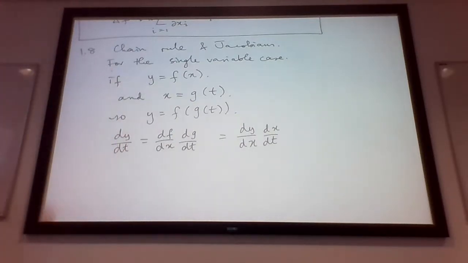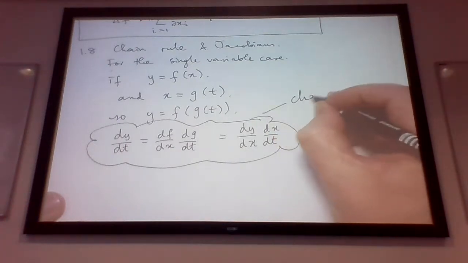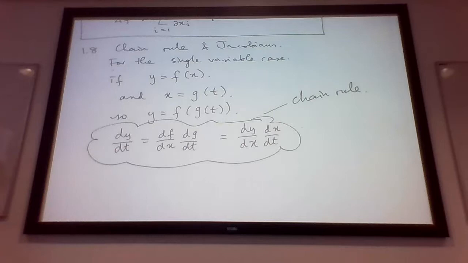So everybody should be familiar with this. This is the chain rule for functions of a single variable. Okay. So that's all well and good. That's what we know and are well used to using. But what we want to explore now is what happens when the function is multivariable.